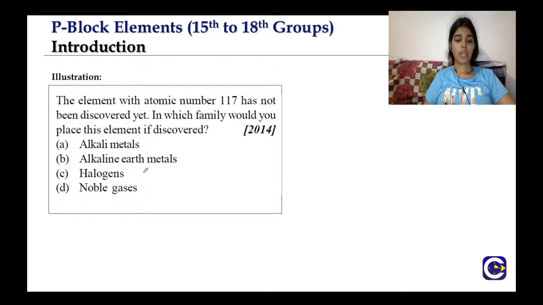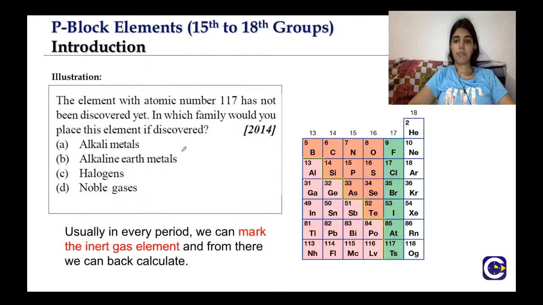For these types of questions, just remember the atomic numbers of noble gases, right? And then you can back calculate. How will you do this question? See here. You will remember 2, 10, 18, 36, 54, 86 and 118. So 117 would be close to 118. So it is 1 electron less than that of 118. That means 117 will be a group prior to group 18, and so it is present in the halogen family.